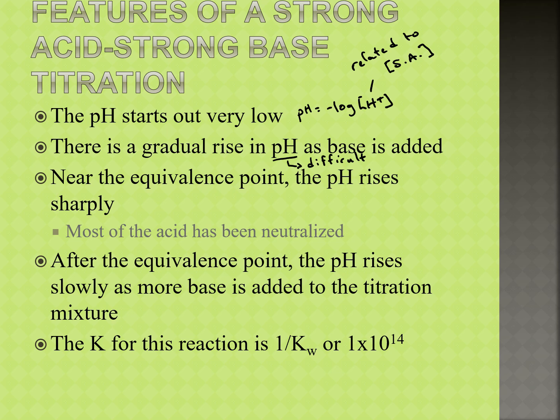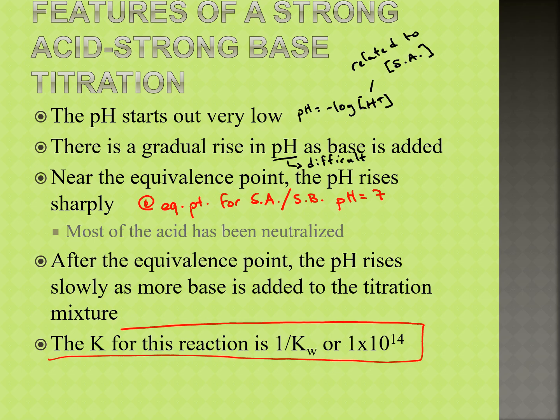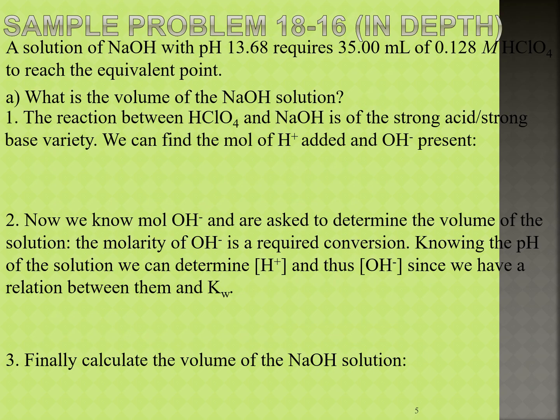And then as we reach that equivalence point, notice that we have that sharp rise through the equivalence point. It goes up very quickly through that. Notice that at the equivalence point for strong acid, strong base, this only works with strong acid, strong base, the pH is equal to 7. After we got through the equivalence point, notice that the curve kept going up, and then it starts to level off as it goes to higher and higher pHs. And as we stated on the previous slide, the K for this reaction is 1 times 10 to the 14th. Well, let's do a sample problem here of a strong acid, strong base titration.